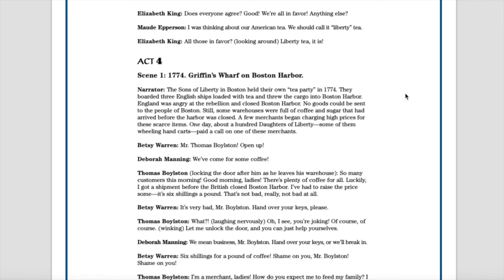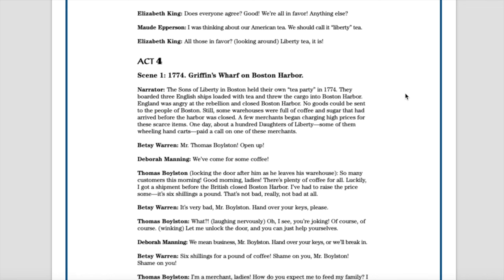Elizabeth King. Does everyone agree? Good. We're all in favor. Anything else? Maud Epperson. I was thinking about our American tea. We should call it Liberty Tea. Elizabeth King. All those in favor? Looking around. Liberty Tea it is.